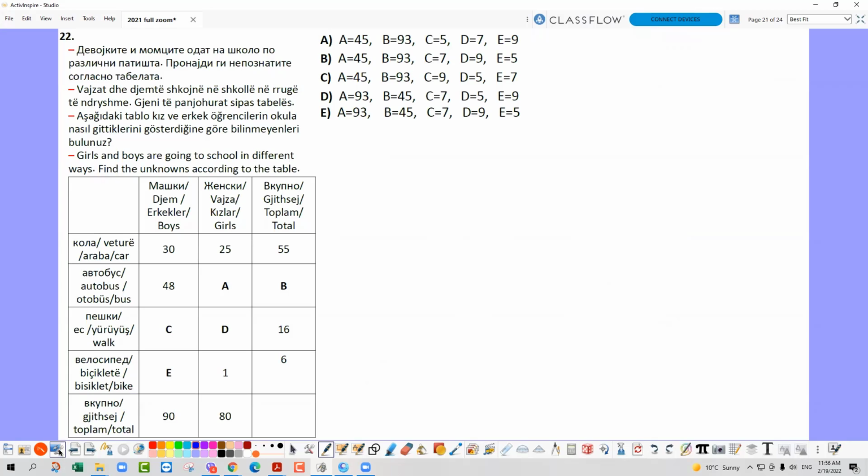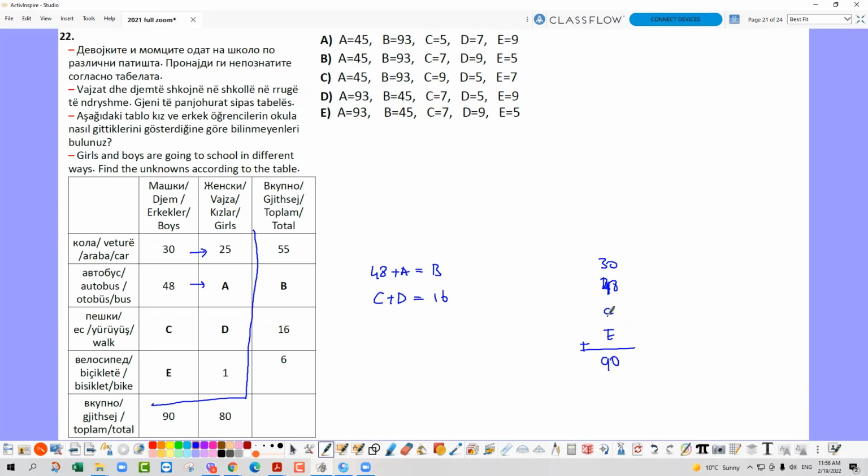Okay, let's do this one. Here we have one table, and here we have the totals. So we add up these two sides and we get the total. So this 248 plus A should be equal to B. Here C plus D should be equal to 16, and on the other side 30 plus 48 plus C plus E should also be equal to 90, the sum.